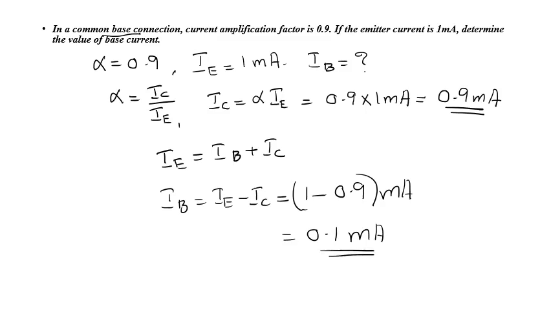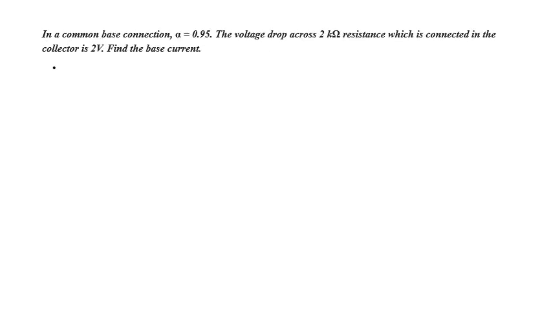Okay, so if you know the alpha value and IE, from there you can calculate IC. Using the IC value and IE value, IB can be calculated. This is a simple basic equation. The second question: in a common base connection, alpha is given. The voltage drop across the 2 kilo ohm resistor which is connected in the collector is 2 volt. Find the base current. Here let us draw the circuit diagram.